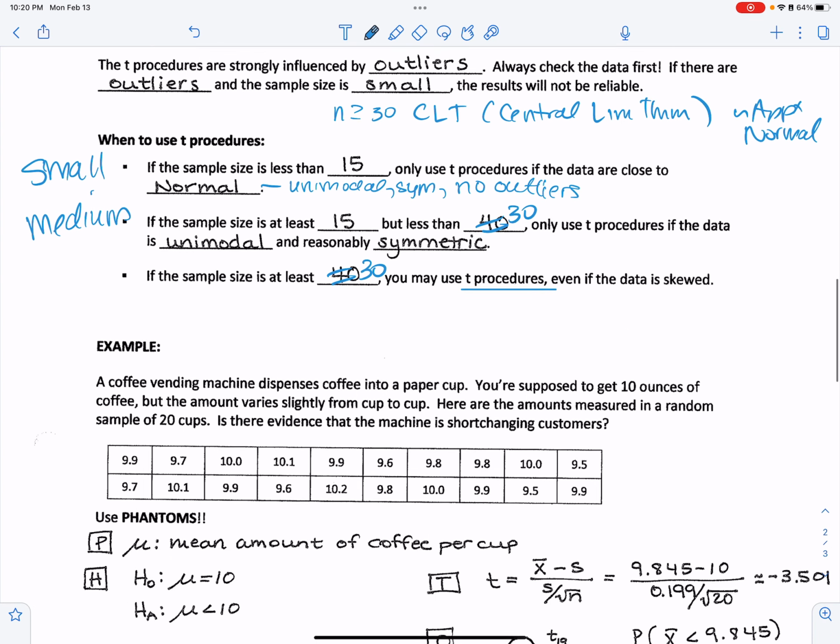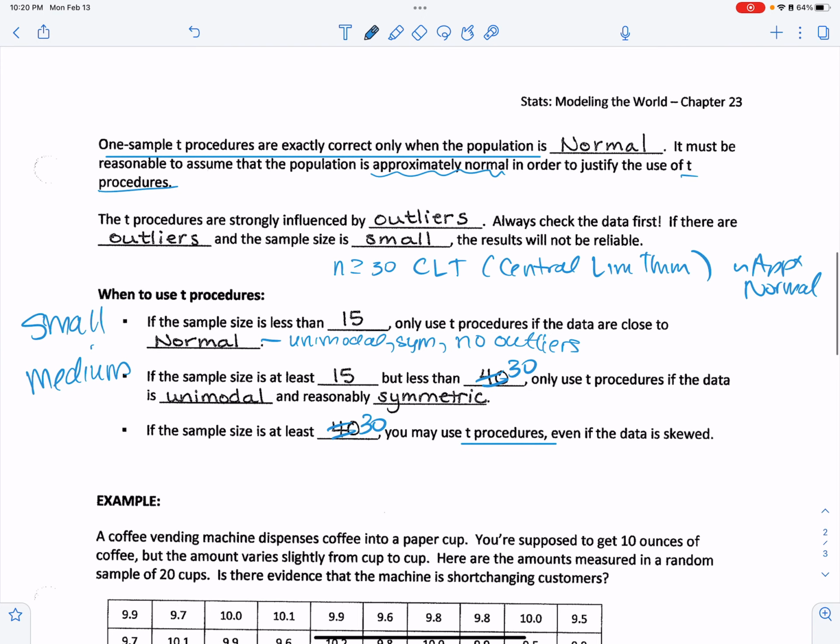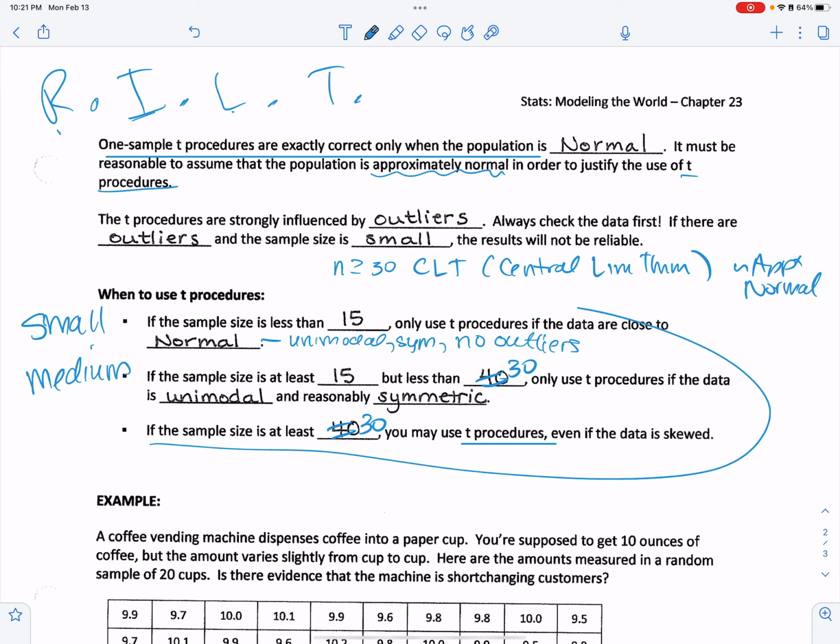So the first thing I'm going to do is go ahead and try a PHANTOMS. By the way, let me just say one more thing. For RILT: random sample or random assignment, independent, large sample size, and 10% rule. For the other ones here, they're exactly the same as we've been doing the past few weeks.